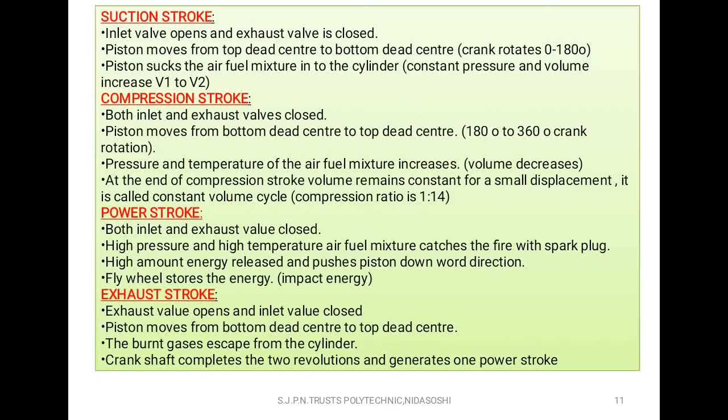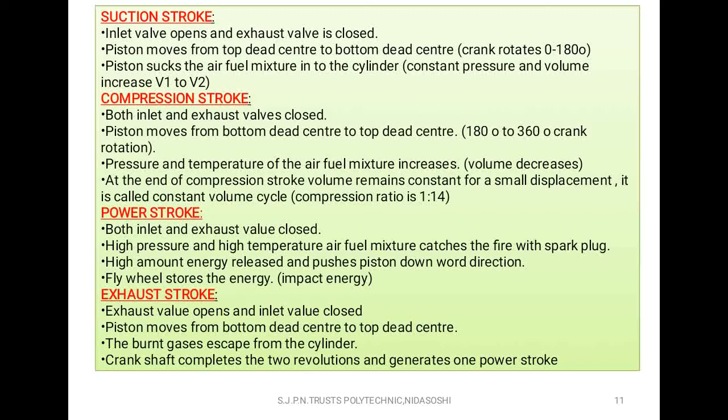Next is the compression stroke. What happens in the compression stroke? Both inlet and exhaust valves are closed, and the piston moves from bottom dead center to top dead center, BDC to TDC. The crankshaft rotates again by 180 degrees, from 180 to 360 degrees. The piston moving upward compresses the fuel-air mixture, which makes its temperature and pressure increase and become hot.